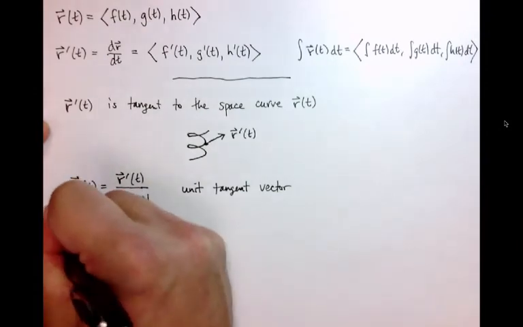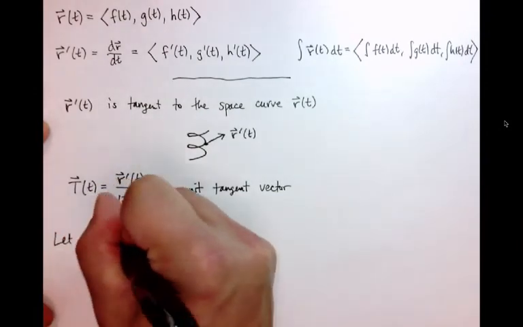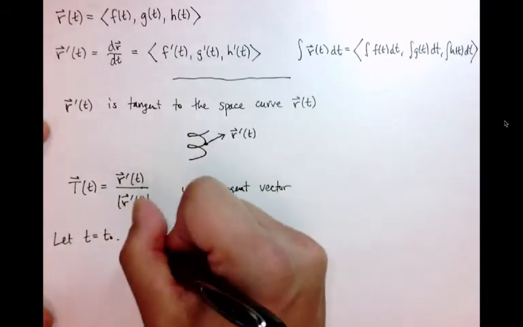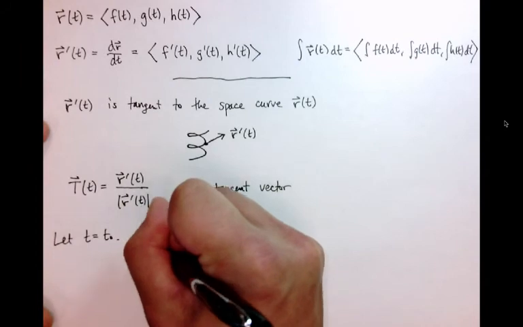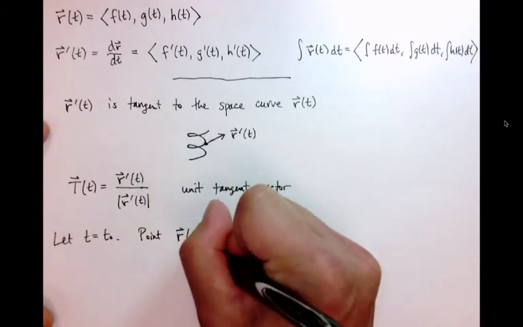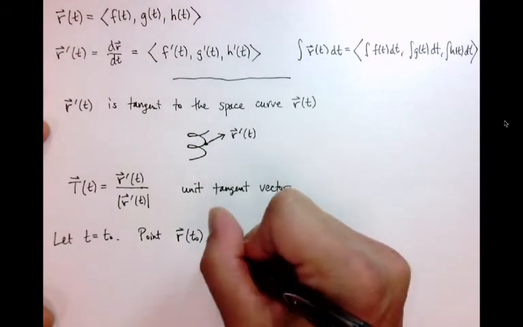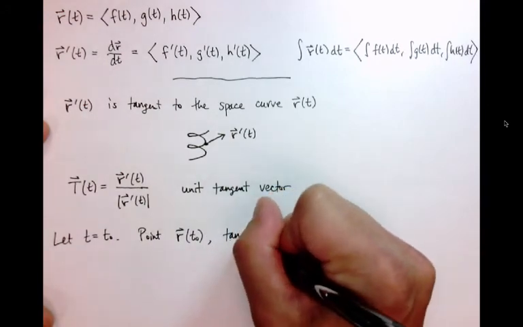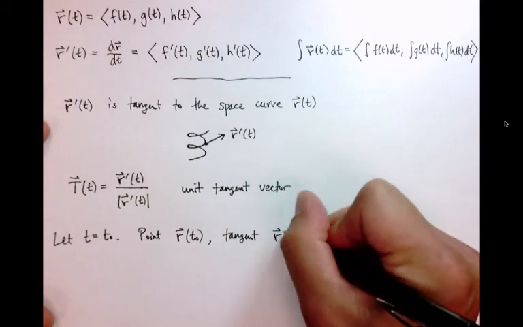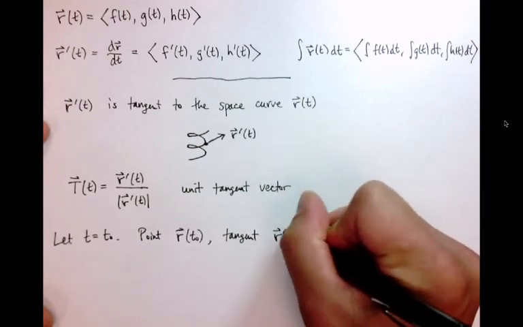So let's say we pick a point t equals t naught. We have a point on the curve, r of t0, and we have a tangent, so r prime of t0.